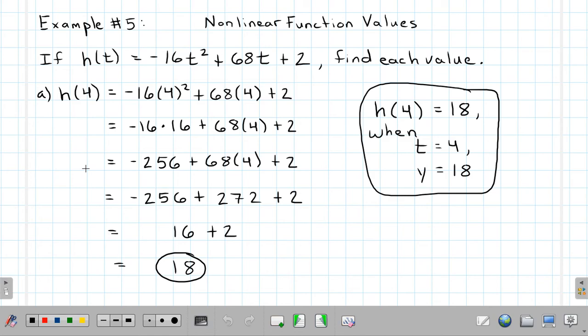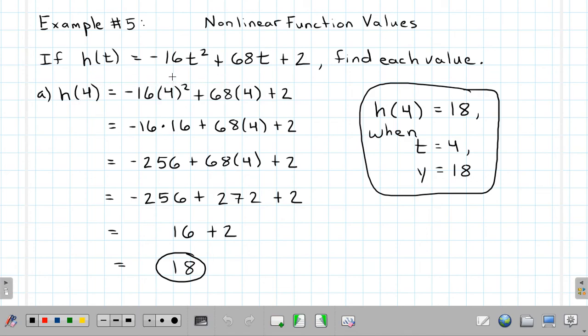But for nonlinear function values, they tell you, in this case they're calling the function h, so h and then the independent variable is t, so h of t is equal to negative 16t squared plus 68t plus 2, find each value, okay? So once again, h of 4 means we're taking our function, and instead of having t in every place, we're going to have a 4. So we take this 4 and we put it in the place of t.